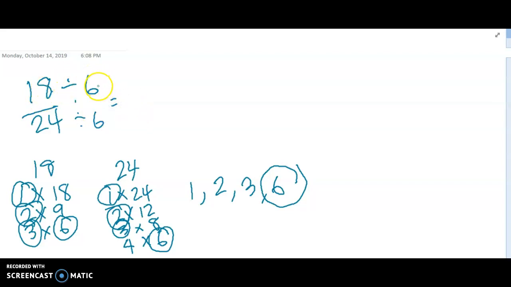18 divided by 6 is 3. If I go back to my list, I can see that 18, 6, and 3 go together. 24 divided by 6, so 24, 6, and 4 go together, is 4. So 18/24 simplifies to 3/4.